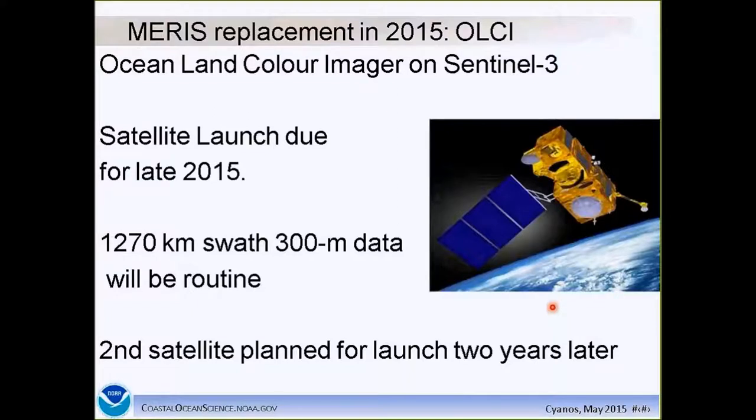Again, the MERIS replacement OLCI, late 2015 launch, and they haven't set the date. The great thing is the satellite is all assembled. They're doing the last testing on it now. ESA is. It will have a slightly wider swath. 300-meter data will be routine, which was not quite routine with MERIS. They actually had a lot of the data from California recorded on onboard recorders until 2008, when there was a station in Canada that started getting it routinely. So, and again, the follow-up to that later.